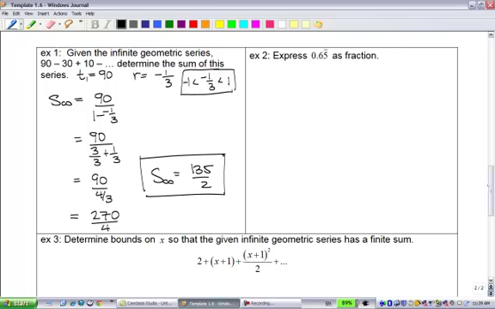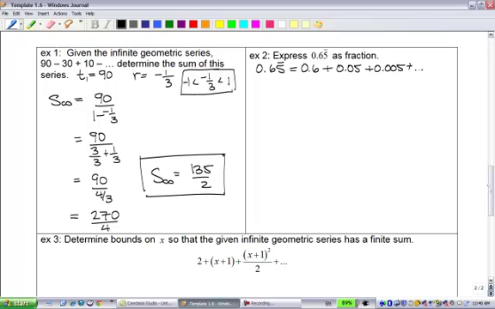We can do a couple more questions like that, but instead let's move on to a little bit more interesting questions. How about expressing a continuous decimal, 0.65 repeating, as a fraction? So what we have is 0.65 repeating. What we want to do is break that up into the specific decimal spots. So that's 0.6 plus 0.05 plus 0.005 plus, and that carries on forever.